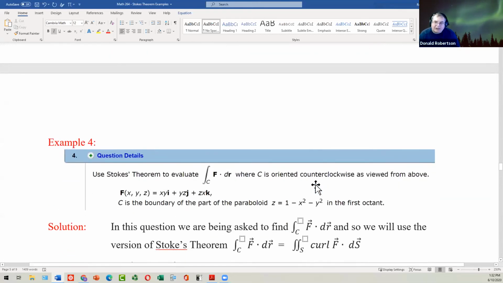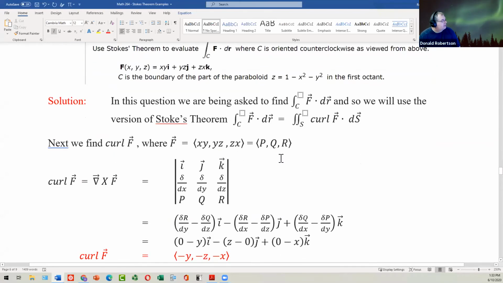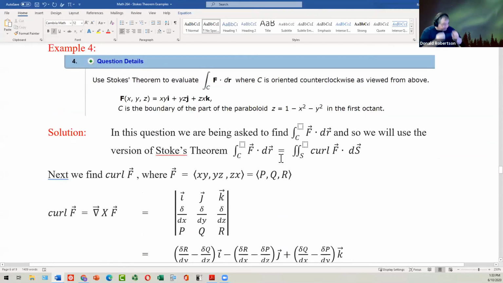Now you see the beginnings of a pattern here. Line integral becomes a surface integral with a curl being used. That surface integral eventually becomes a good old-fashioned double integral, and we're ready to go. So here's our next fella. The classic line integral again.